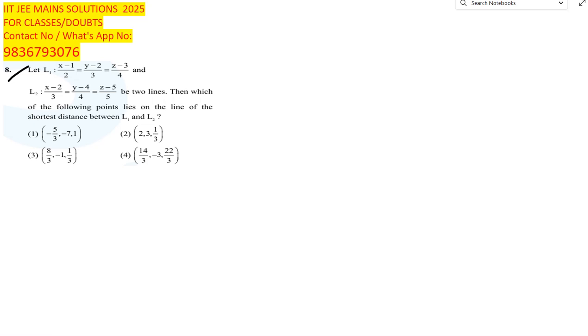Okay. Now then, which of the following points lie on the line of the shortest distance between L1 and L2? So, if I consider it like this, so L2 and L1, and here the points P, Q. Okay. So then which of the following points lie on the line of the shortest distance between L1 and L2?